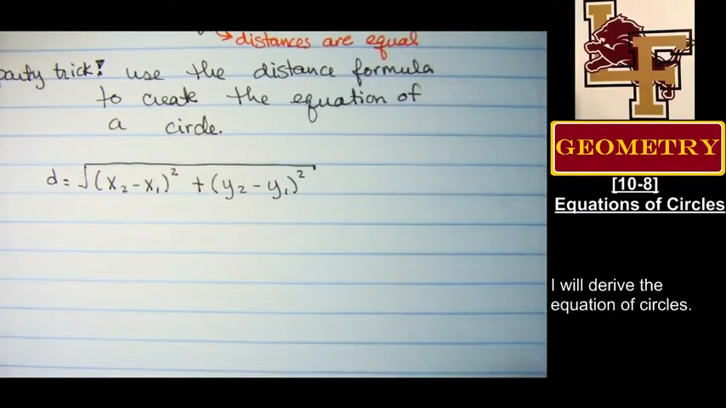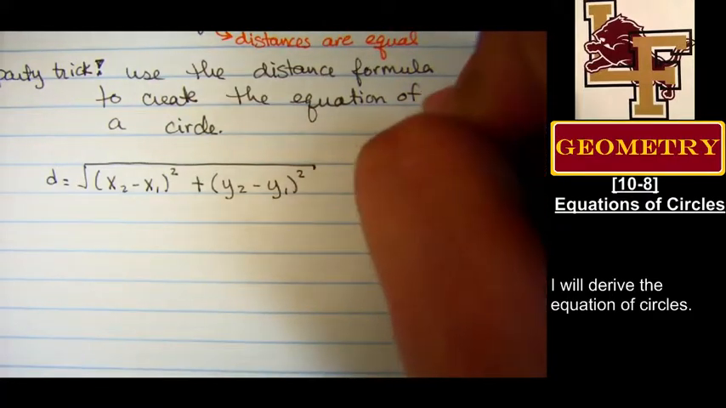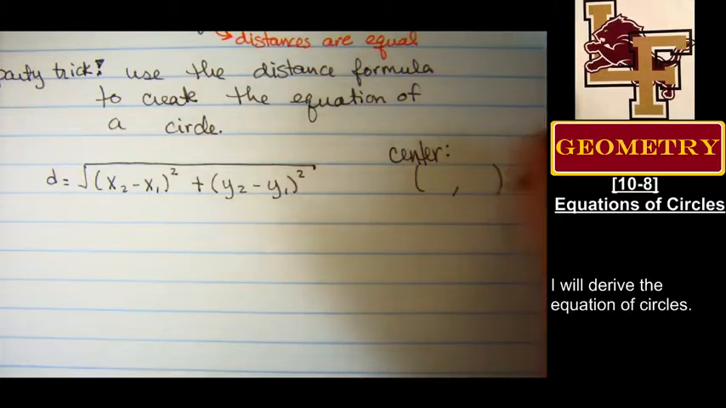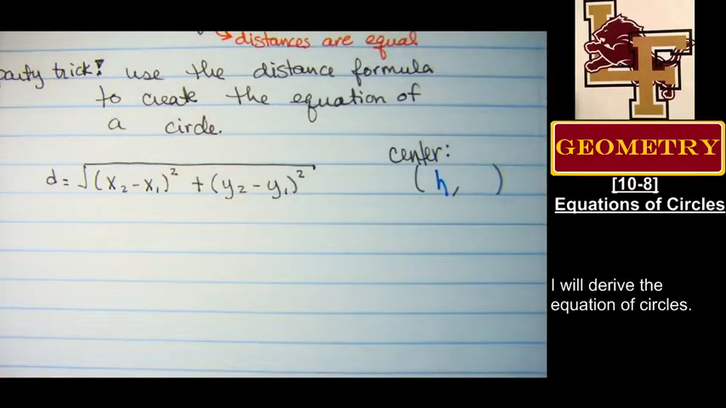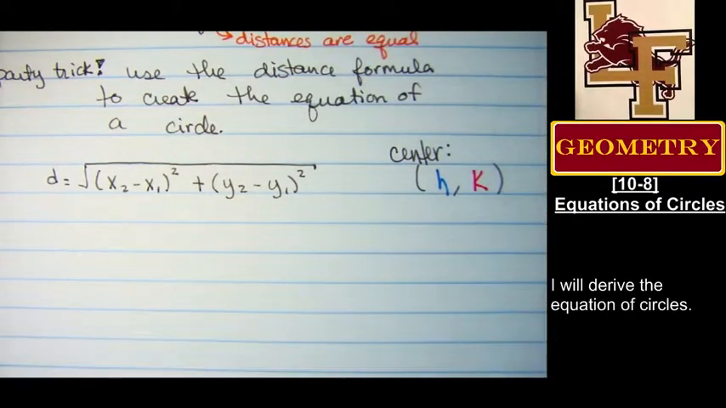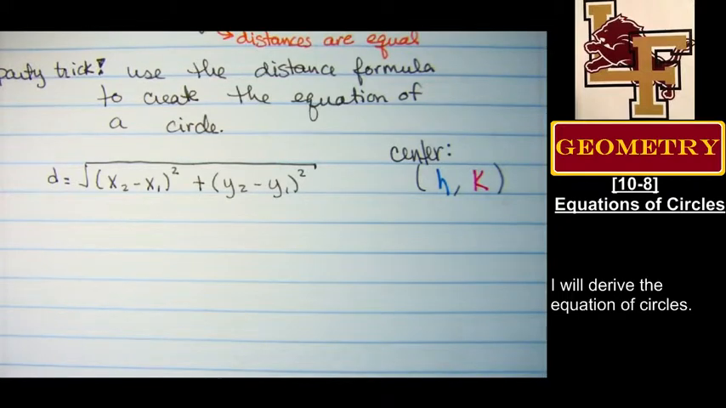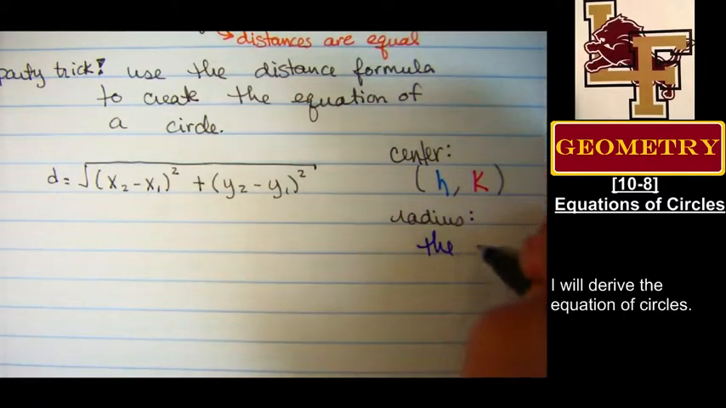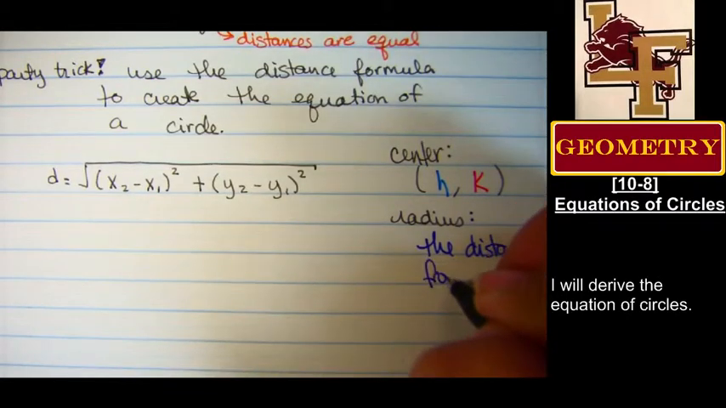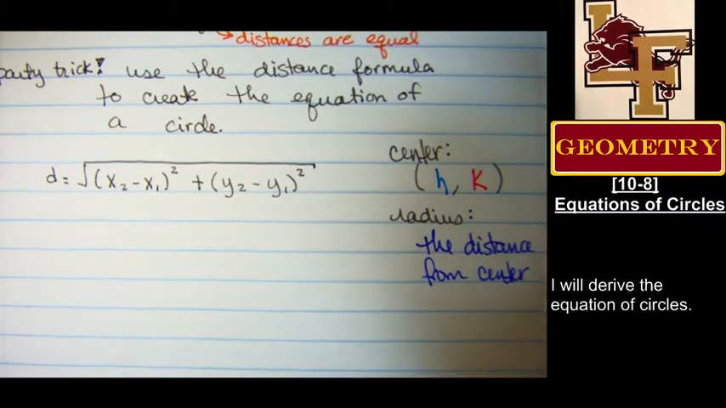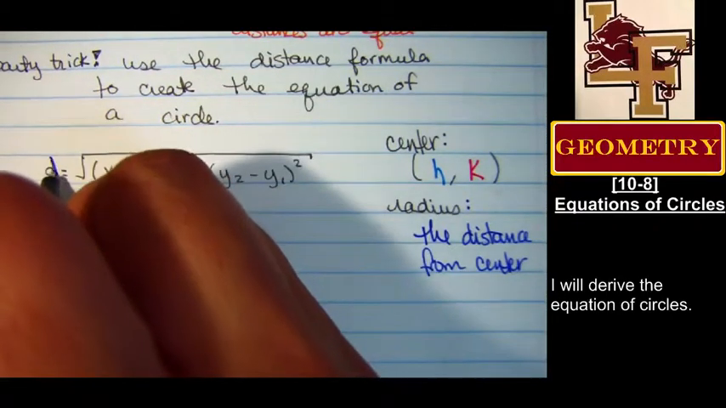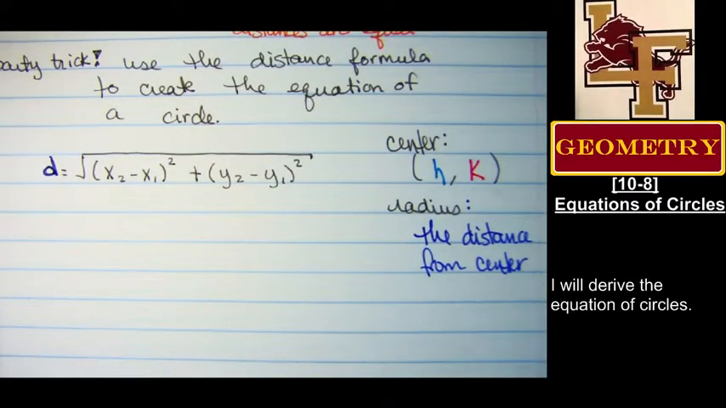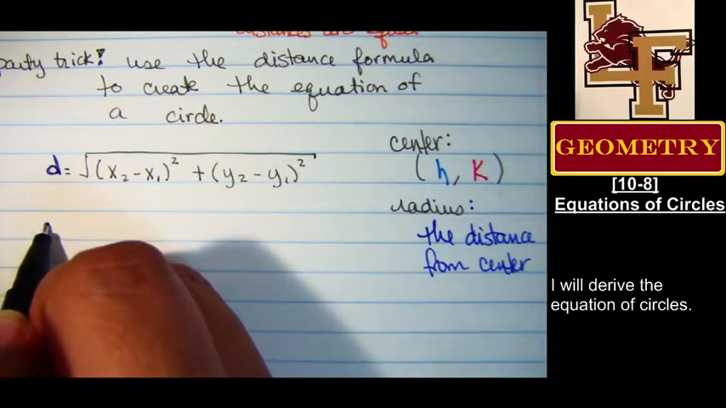There's a couple things we need to know before we can get into this. The first thing we need to know is that the center of the circle is going to be at a point that we'll call (h, k). The h is going to represent the x and the k is going to represent the y. And then the next thing we need to know is that the radius is the distance from the center. Wait a minute, distance. I can replace the D for distance, and instead of calling it the distance, I can call it the radius. So I'm going to replace that D with an r.